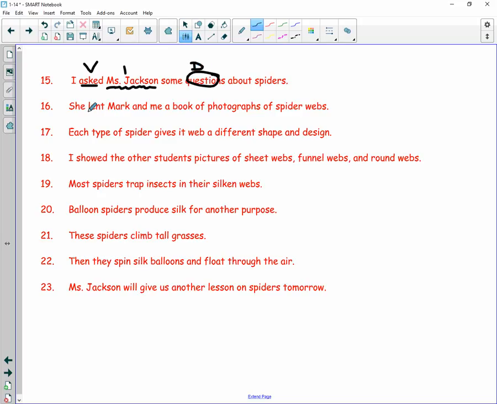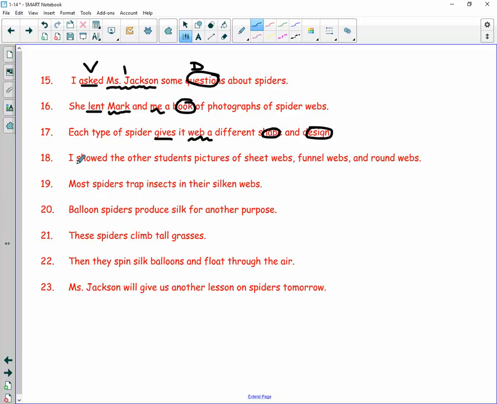She lent Mark and me a book of photographs. What did she lend? She lent the book. Who did she lend it to? Mark and me. Verb, indirect, direct. Each type of spider gives its web a different shape and design. Gives what? Shape and design. Who does it give it to, or what does it give it to? The web. Verb, indirect, direct.